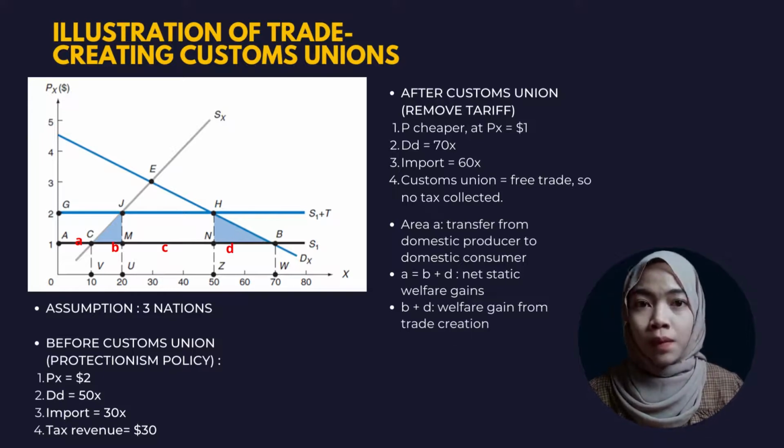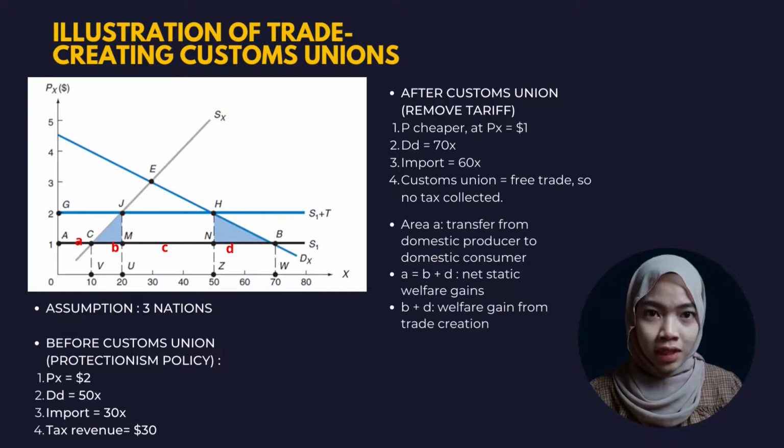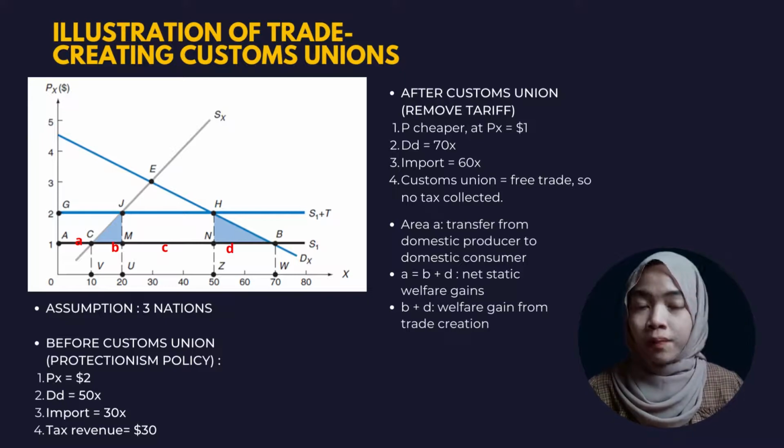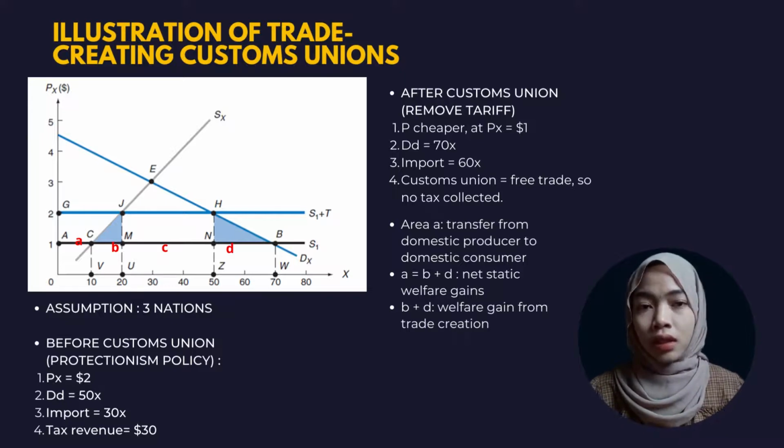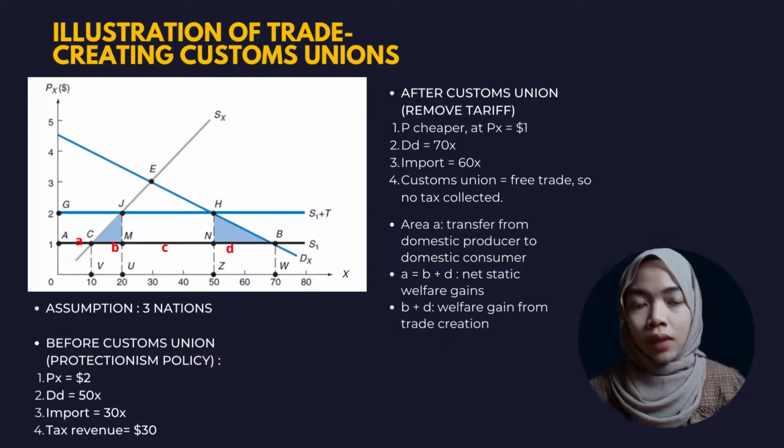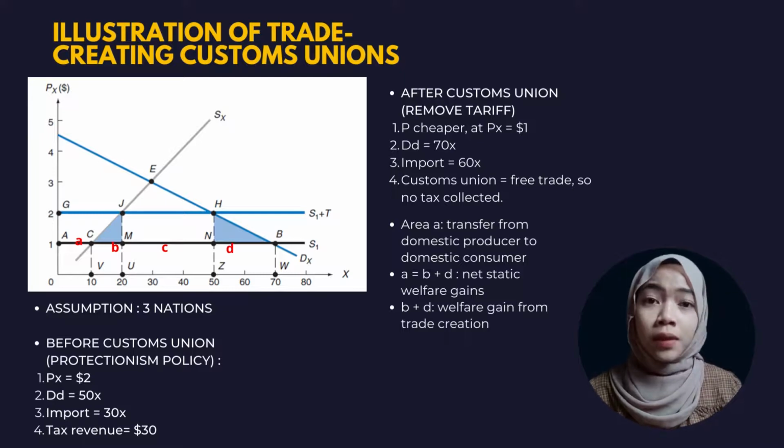Then, nation 2 will import commodity X from nation 1 at $2. At $2, nation 2 consumes 50X with 20X produced domestically, and imports 30X from nation 1. Nation 2 also collects $30 in tariff revenues. In the figure, S1 is nation 1's perfectly elastic supply curve of commodity X to nation 2 under free trade, and S1 plus T is the tariff-inclusive supply curve. Nation 2 does not import commodity X from nation 3 because the tariff-inclusive price of commodity X imported from nation 3 will be $3.